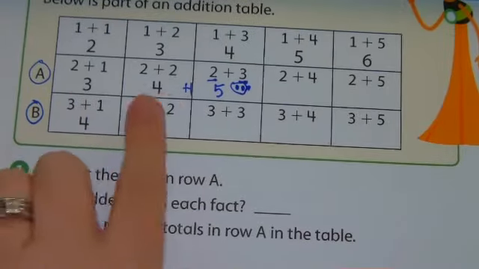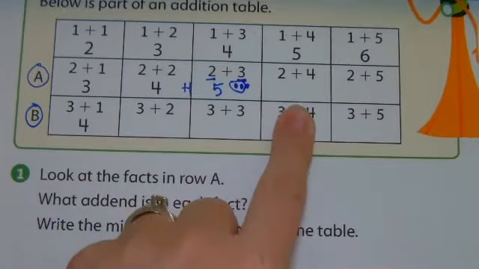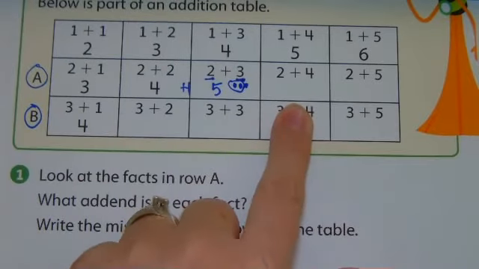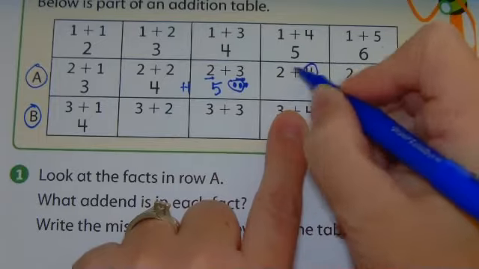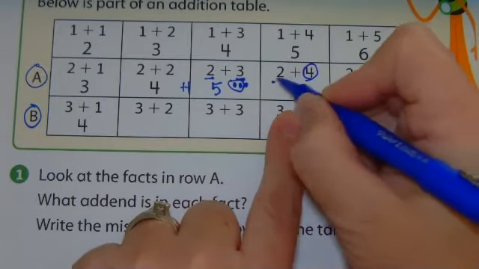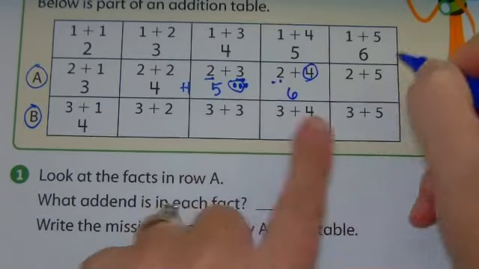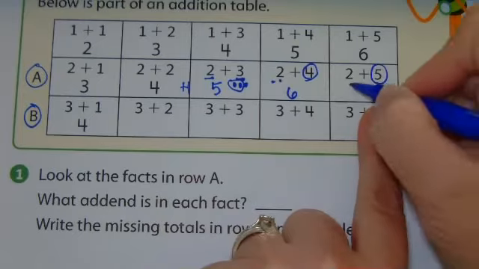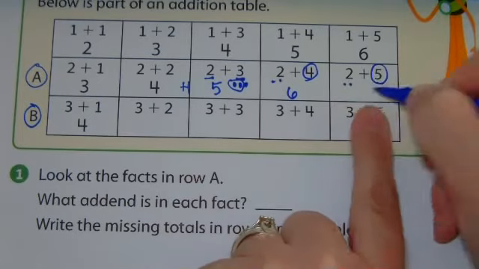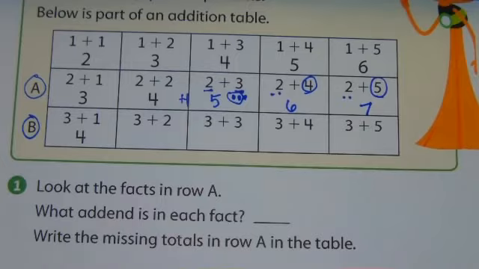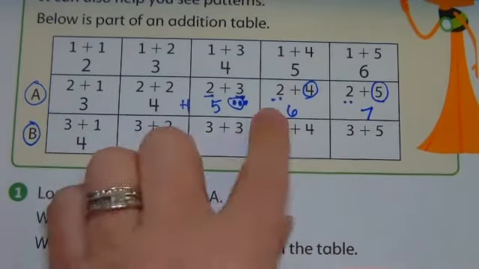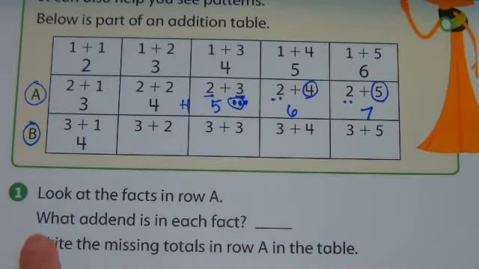Look at this one. 3, 4, 5. What do you think this is going to be? You think this is going to be 6? 4 is greater. 2 more, 4, 5, 6. It is. 5 is greater. Plus 2 more, 5, 6, 7. Okay? 3, 4, 5, 6, 7.